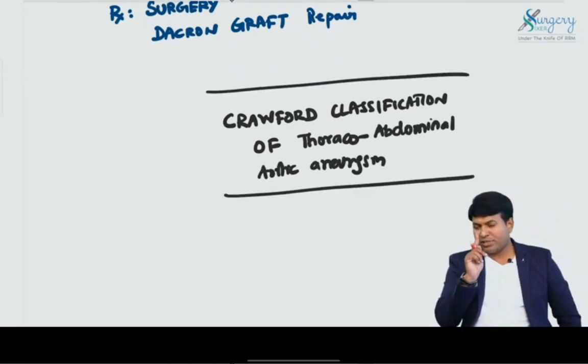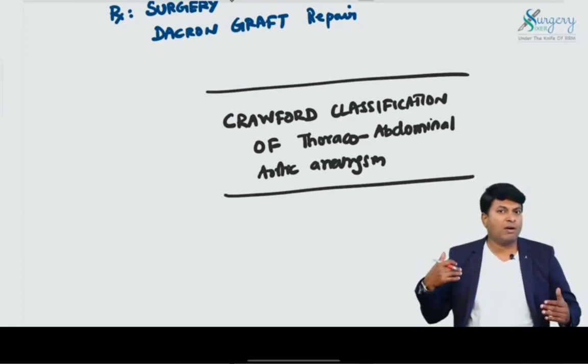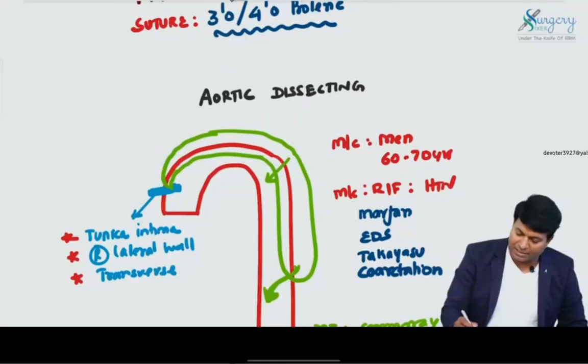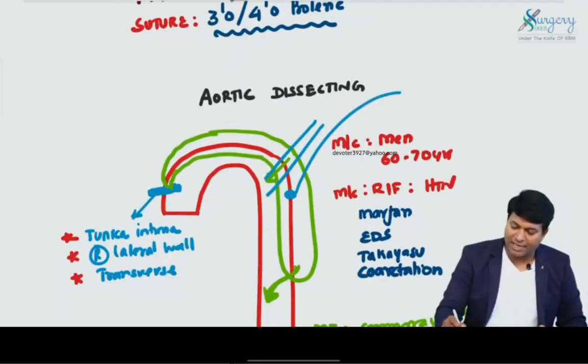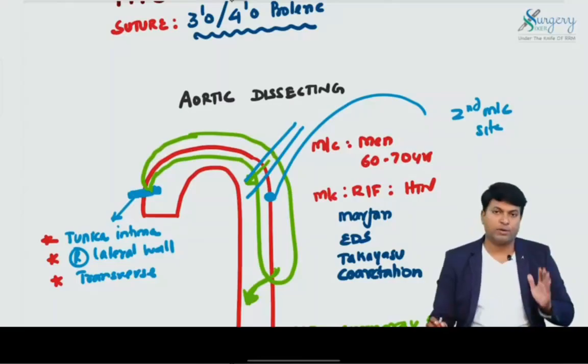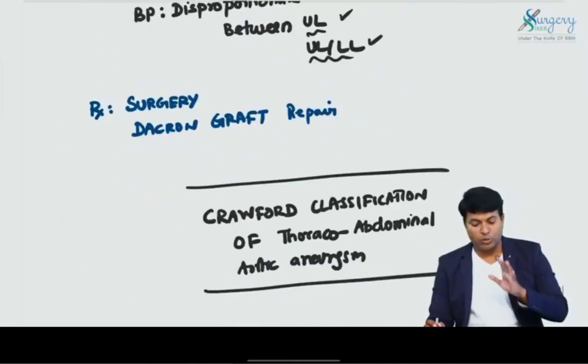In dissecting aneurysm, what is the most common site of tear? The right lateral wall of the ascending aorta. Please don't forget it. I forgot to tell you, the second most common site of tear is distal to the ligamentum arteriosum, in the descending aorta. You have to remember certain sites in aneurysms because the question will be only on sites.